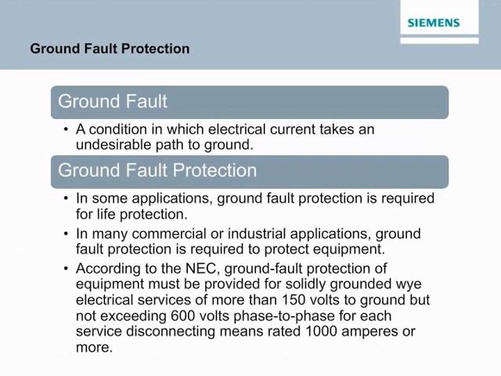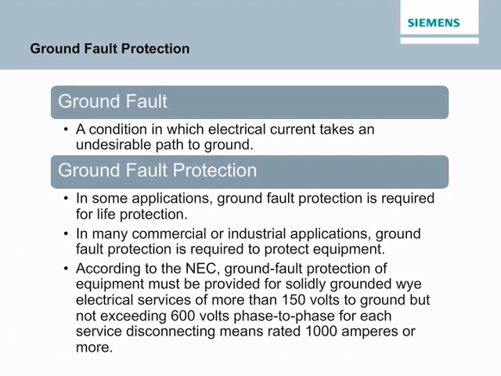In some applications, such as for selected locations in a residence, ground fault protection is required for life protection. In many commercial or industrial applications, ground fault protection is required to protect equipment. According to the NEC, ground fault protection of equipment must be provided for solidly grounded Y electrical services of more than 150 volts to ground, but not exceeding 600 volts phase to phase, for each service disconnecting means rated 1000 amps or more.